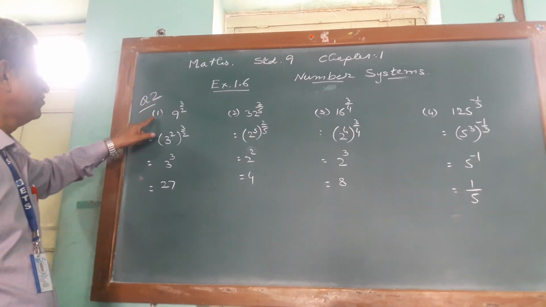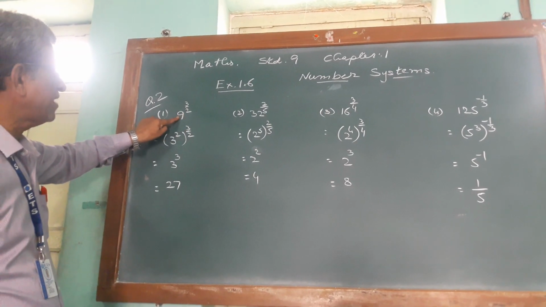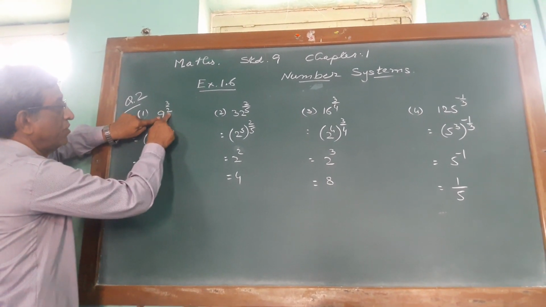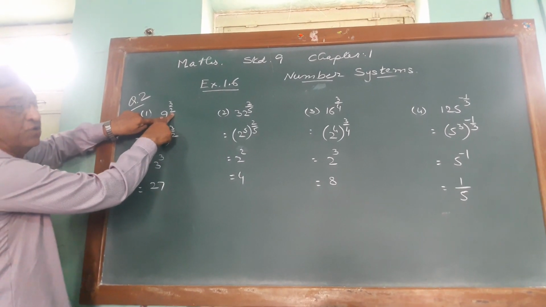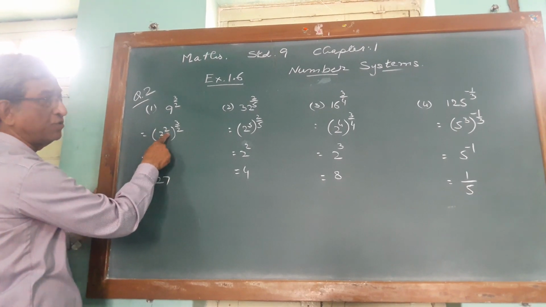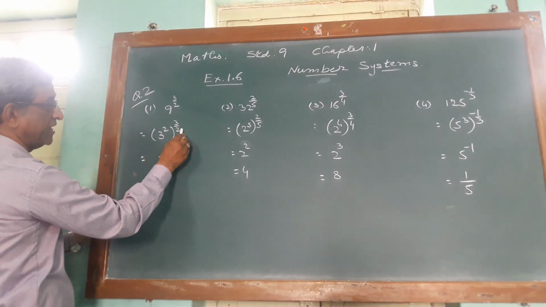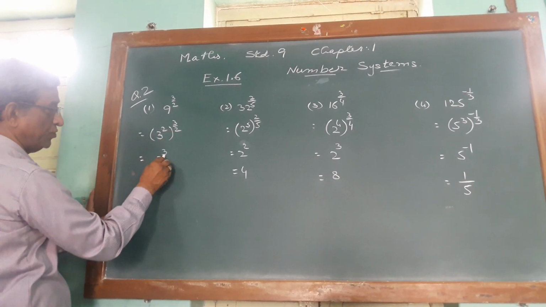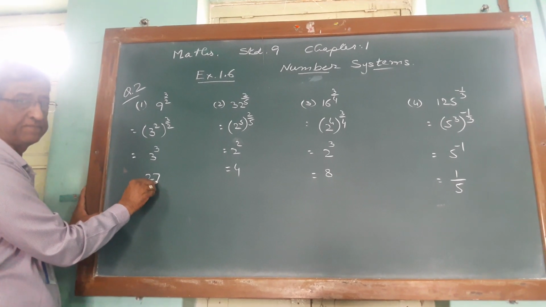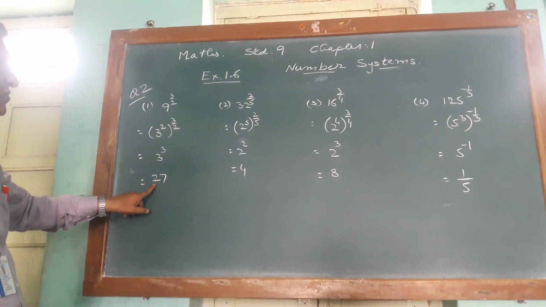Question 2. First one, 9 raised to 3 upon 2. You have to express 9 such that whose power is 2, because here the denominator is 2. So you have to write it in the form of 3 raised to 2. So 2 will cancel, gives you 3 raised to 3. And 3 raised to 3 means 27. So 9 raised to 3 upon 2 is equal to 27.